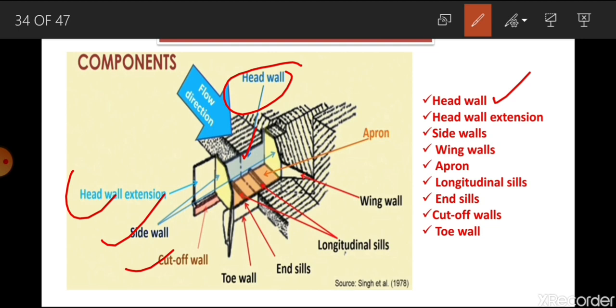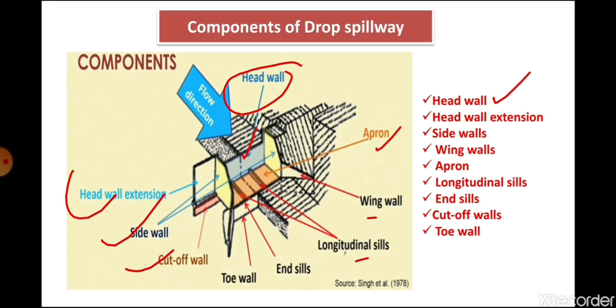Again there will be apron. Yes, this is the apron, you may see. Wing walls, longitudinal. These are the different parts which are supporting the structure properly.